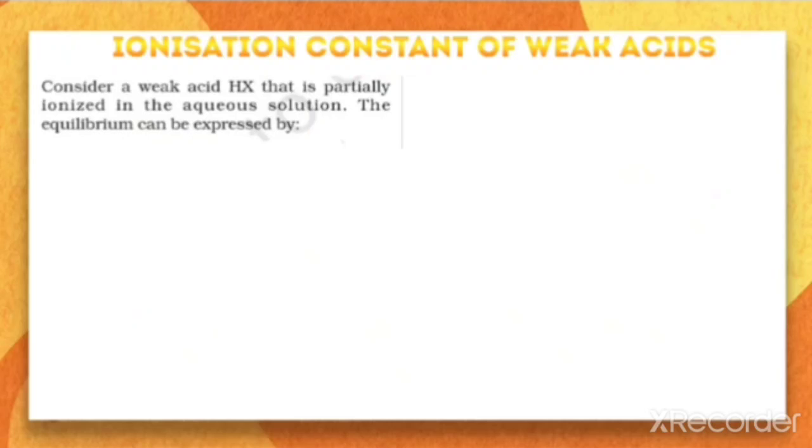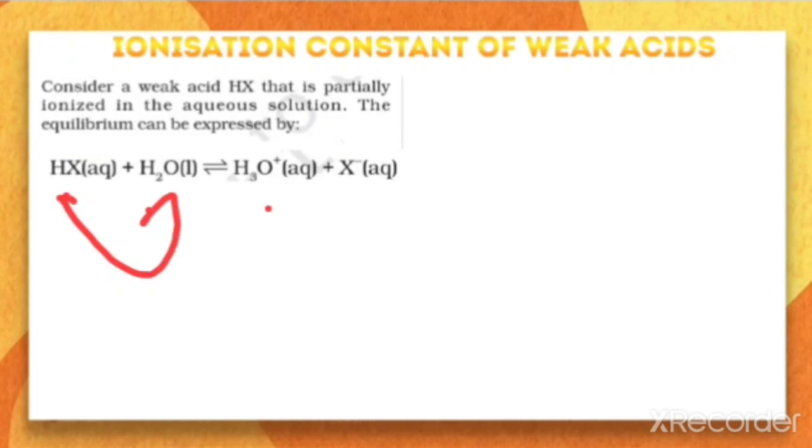So now we are going to express the ionization constant for weak acids. We are considering an acid HX, which is a weak acid, partially ionized in the aqueous solution, and this equilibrium can be expressed by this relation: HX plus water giving rise to H3O plus. Why is it giving H3O plus? Because here it is an acid HX, therefore it donates one proton to the water.